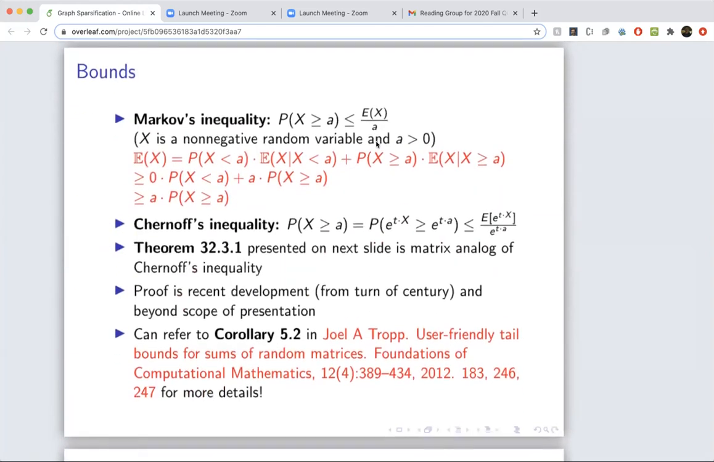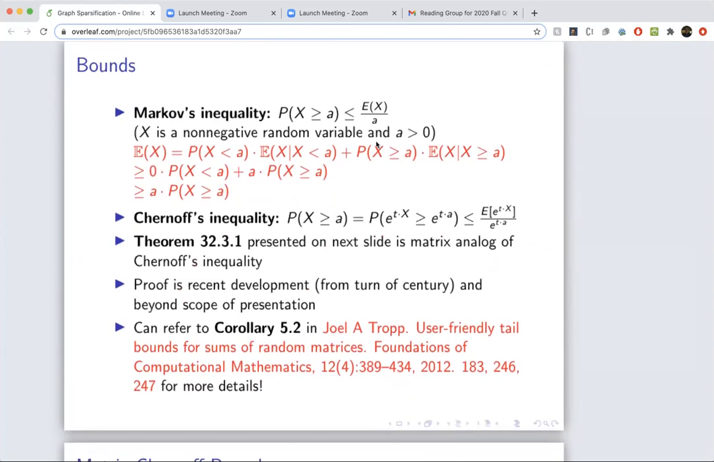In this next part, we're going to introduce what are called Chernoff bounds. I'm going to give the simpler definition of a Chernoff bound, and then we're going to rely on a paper result to extrapolate this Chernoff bound to matrices. All of you are probably familiar with Markov's inequality, which states that the probability that a non-negative random variable is greater than or equal to some positive value a is less than or equal to the expectation of that random variable over a.